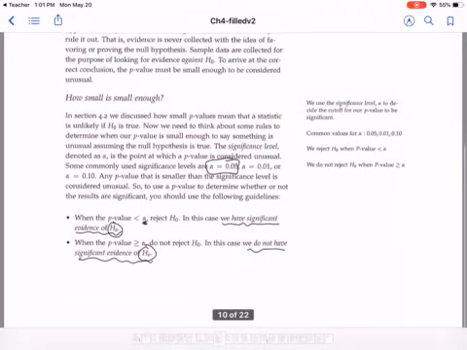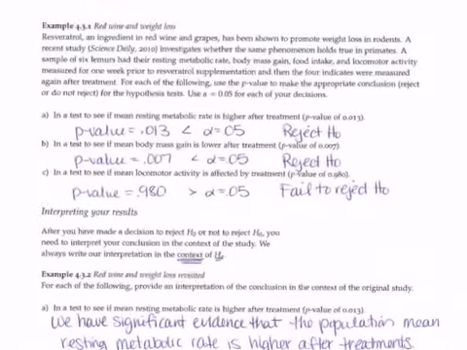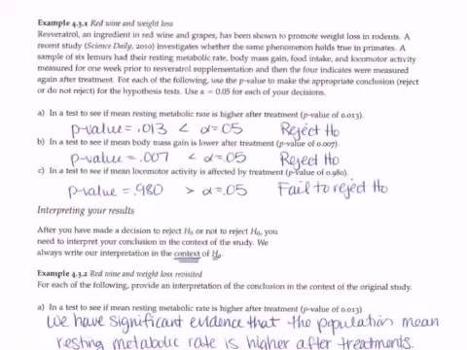We have some examples on the next page, and I have these already written out. I just want to run through these. In 4.3.1 and 4.3.2, we're looking at the same set of three studies, so I'm going to do these in tandem. In this example, we have resveratrol, an ingredient in red wine and grapes. It's been shown to produce weight loss in rodents, and this study investigates whether the same phenomenon holds true in primates. We have 6 lemurs in the sample. They had their resting metabolic rate, body mass gain, food intake, and locomotor activity measured before and after the treatment.